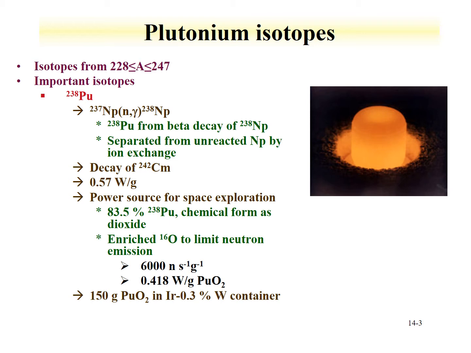If you make the plutonium dioxide, you'll have a power source of about 0.4 watts per gram. You can make 150 grams of plutonium dioxide in an iridium container, and that will produce this heat, and the heat can be converted to electricity. And this is what's used on a number of spacecraft for missions to planets beyond Mars. It's also used on the Mars rover Curiosity as a power source.